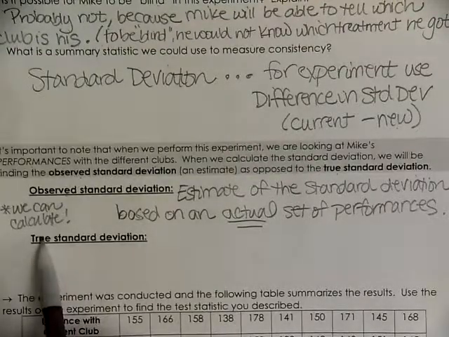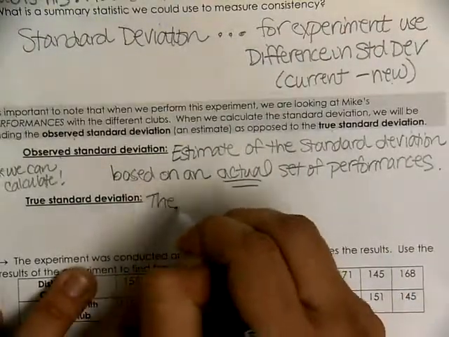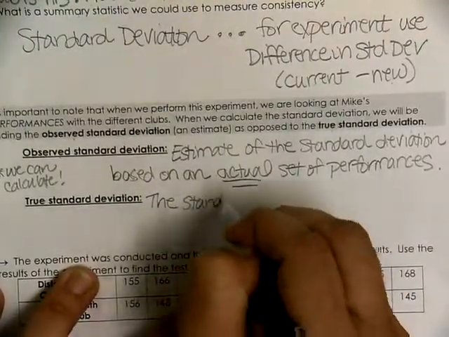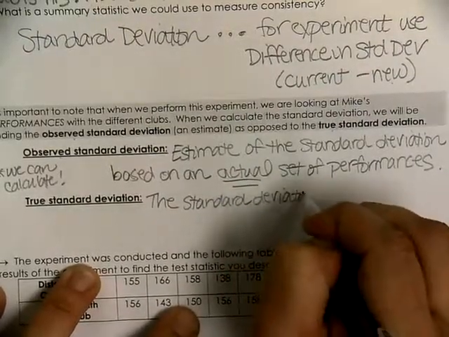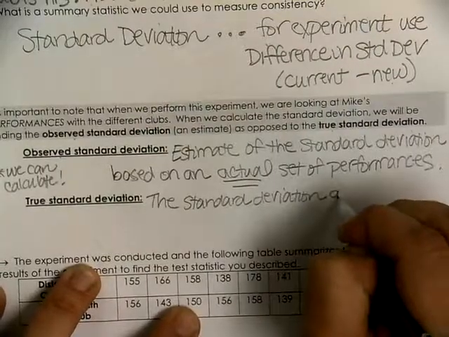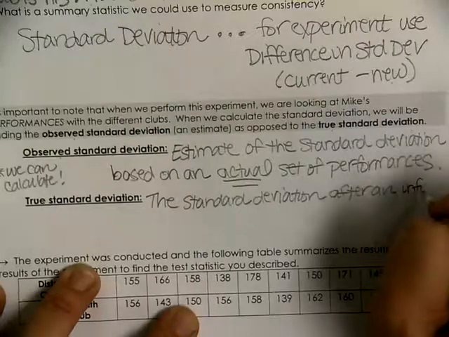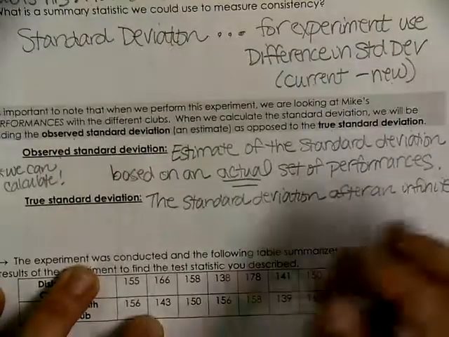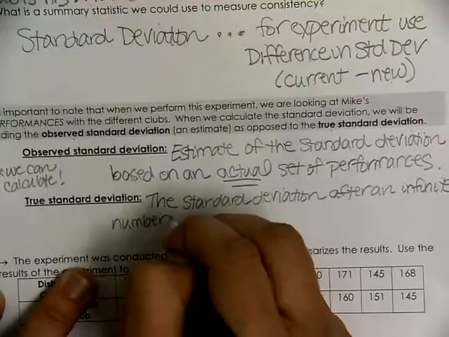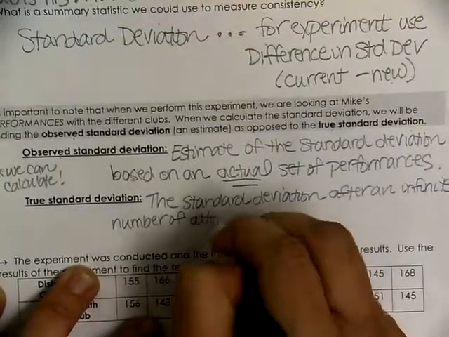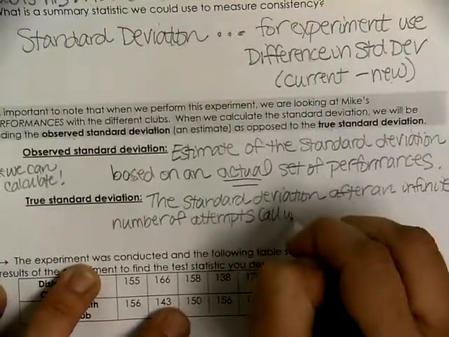And that's what we will be calculating with this data. That's different from the true standard deviation because the true standard deviation is the standard deviation after an infinite number of attempts all under the same conditions.